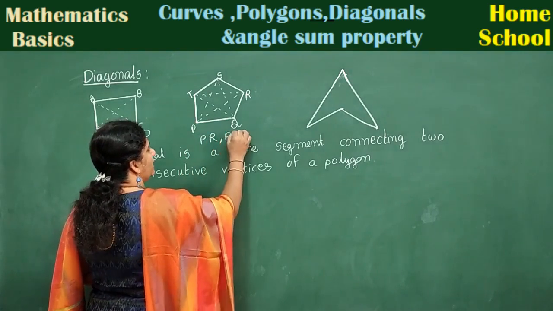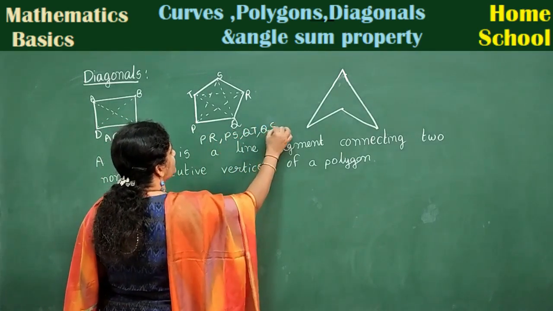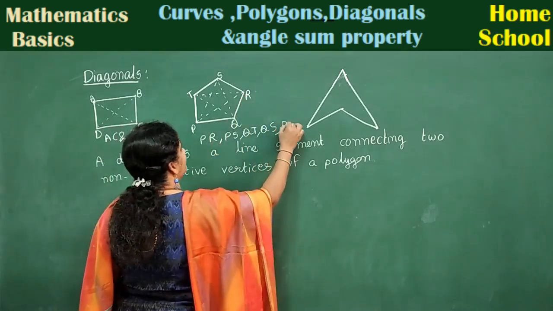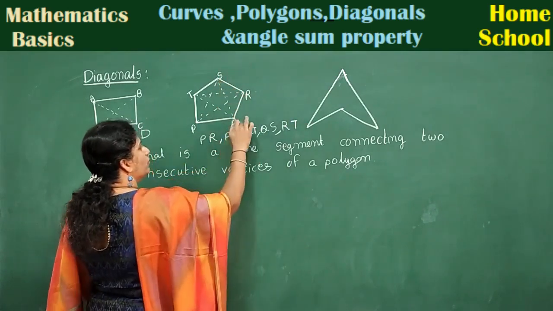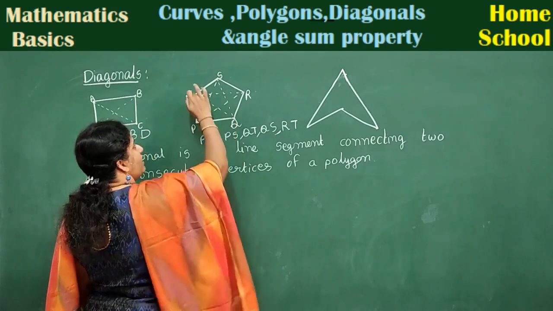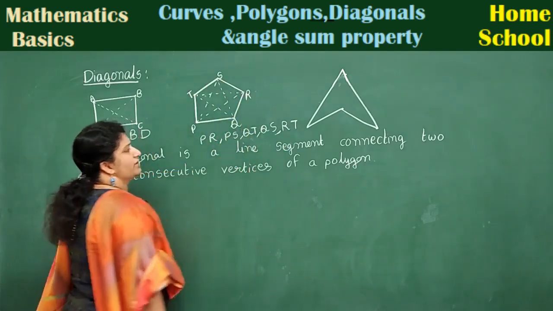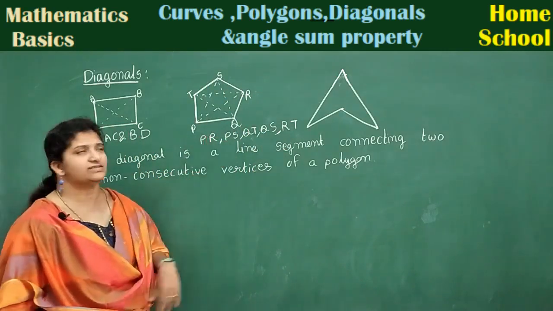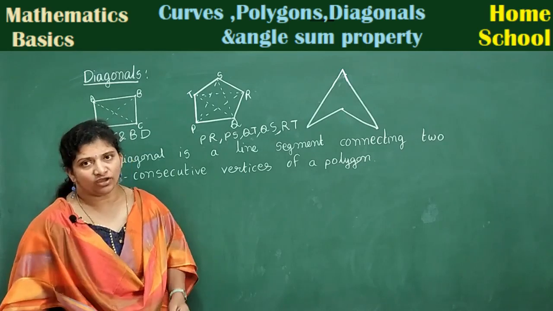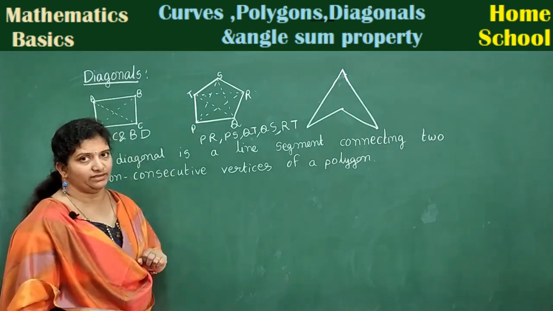PR, PS, QT, QS, RP already there, RT, SQ, QS is there, SP, PS was there, and TQ, QT there, TR, RT there. So how many diagonals can you see here? With 5 sides, you can draw 5 diagonals. Okay, here with 4 sides, only 2 diagonals.